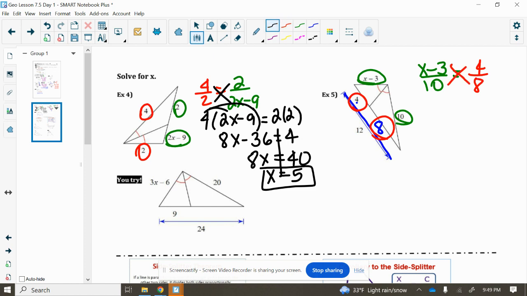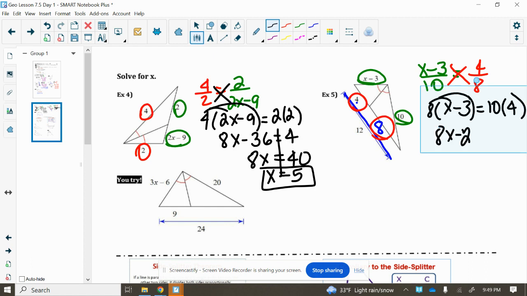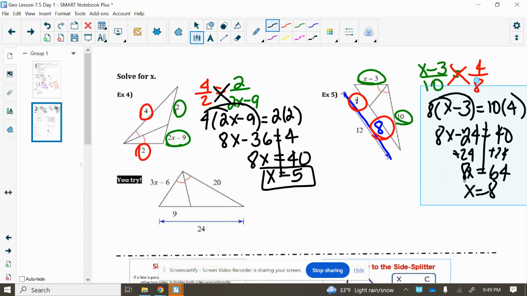Cross multiply and solve. We have 8 times the x minus 3 equals 10 times 4. Distribute and then solve. We end up adding the 24 to both sides. 8x equals 64. Divide by 8 to get our x value, which also is 8. Okay? So use example 5 to help you, then try the next one on your own.